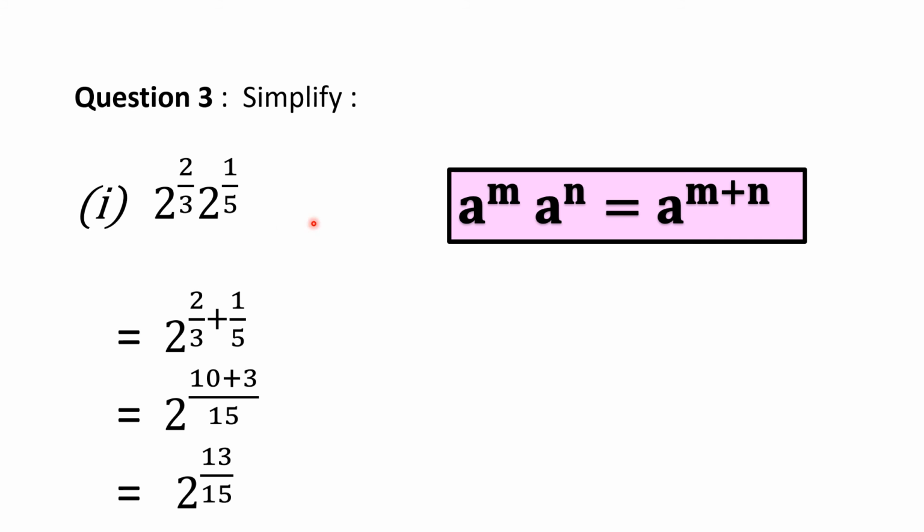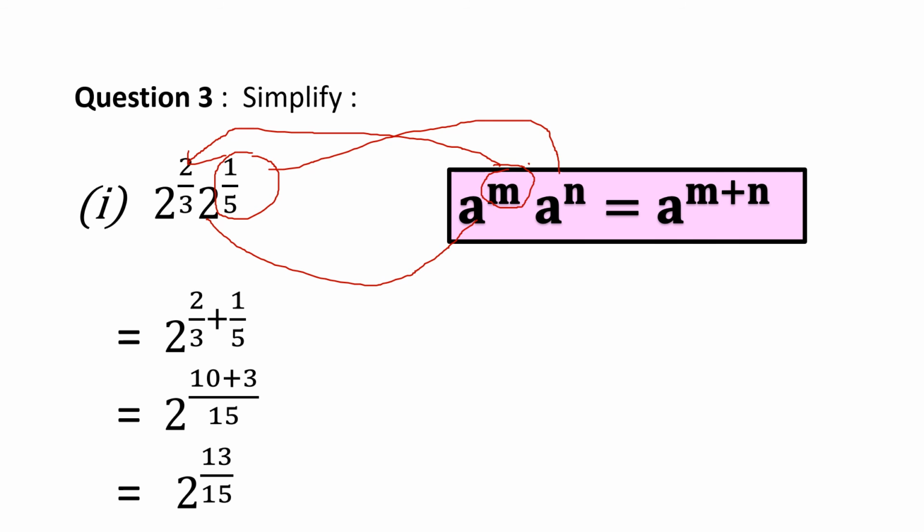So if you compare, here a is 2, right? You can compare and see, here a is 2 and m is, what is m? m is 2 by 3, and what is n? n is 1 by 5, right? So you can compare it, right? Now according to that you write a raised to m plus n. So 2 raised to 2 by 3 plus 1 by 5.